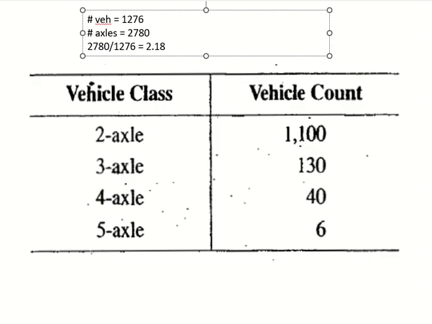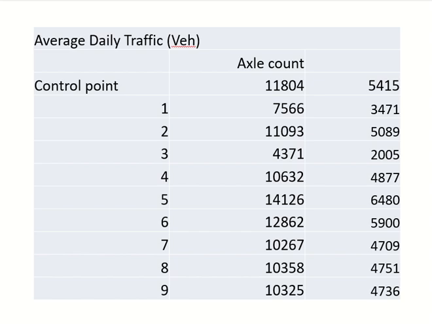2.18. If you get this value less than 2, you have a problem. Motorcycle? Motorcycles are still 2 counts. We have one type of scooter, we have one.